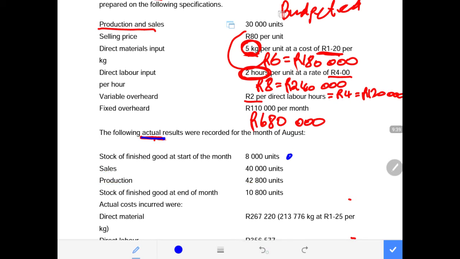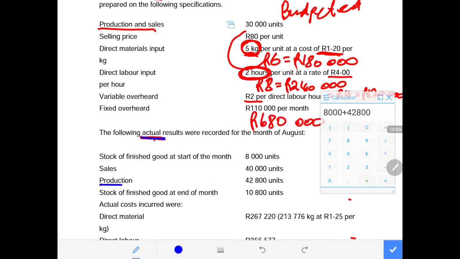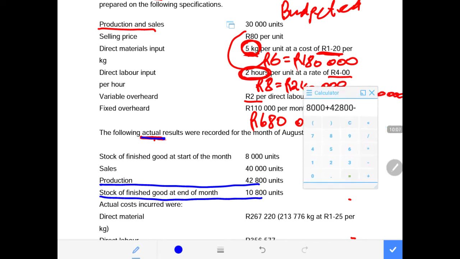So we continue on that same note. We have the stock of finished goods at the end of the month. They gave us everything in this question. There was no need for them to give us closing inventory. We could have calculated closing inventory ourselves: opening inventory plus production of 42,800, which is what was produced, minus sales of 40,000. It should give us 10,800 as our closing.